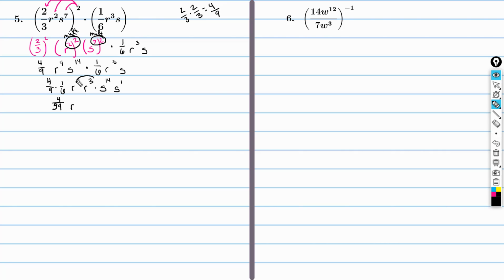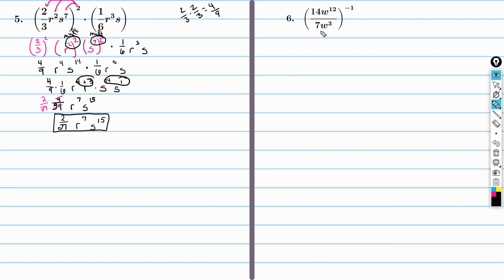For r, we're going to take our exponents and we're going to add them, so r to the 7th. We're going to take our exponents, we're going to add them, so s to the 15th. Now, 4 over 54 are both divisible by 2, leaving us 2 and 27. And so we have 2/27 r to the 7th, s to the 15th. And that's your answer.